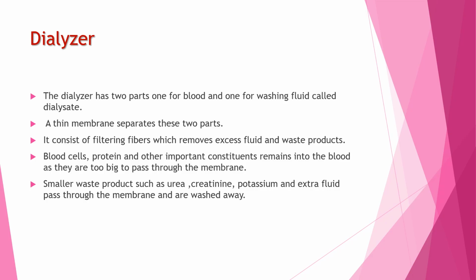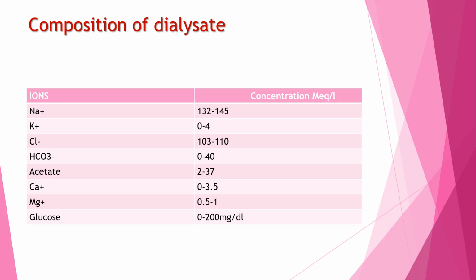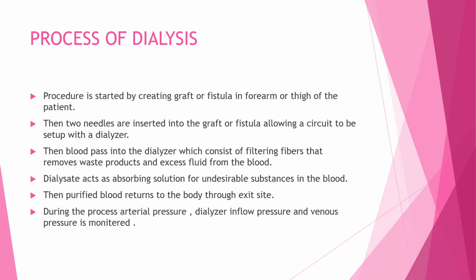It consists of filtering fibers which remove excess fluid and waste products. Blood cells, proteins, and other important constituents remain in the blood as they are too big to pass through the membrane. Small waste products such as urea, creatinine, potassium, and extra fluid pass through the membrane and are washed away. Composition of dialysate: sodium, potassium, chlorine, HCO3, acetate, calcium, magnesium, and glucose. These are the normal values, and they should be maintained.